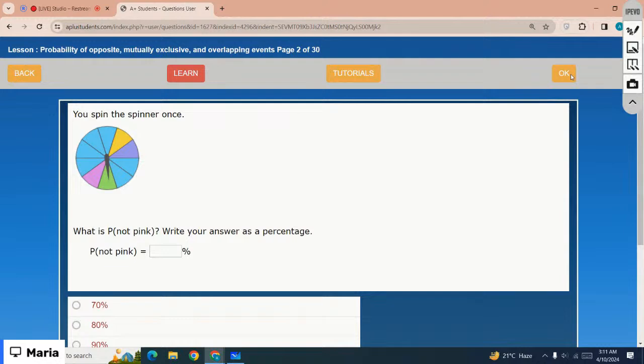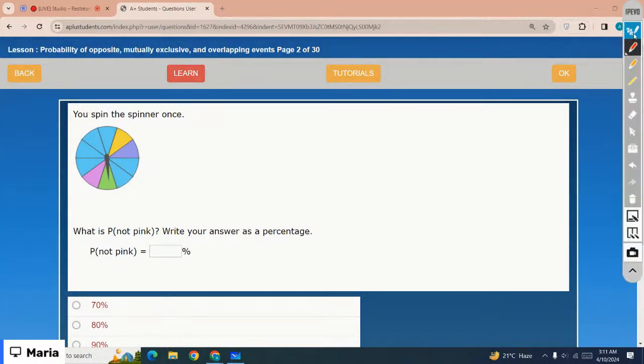You spin the spinner once. What is the probability not pink? Not pink means the other color, right? You can do both ways. The other colors are 1, 2, 3, 4, 5, 6, 7, 8, 9. 9 out of 10, right? When you convert it into percentage form, that would be 90%.